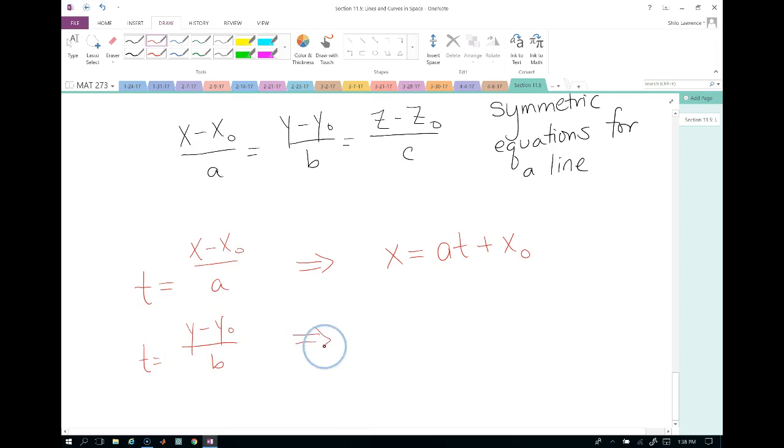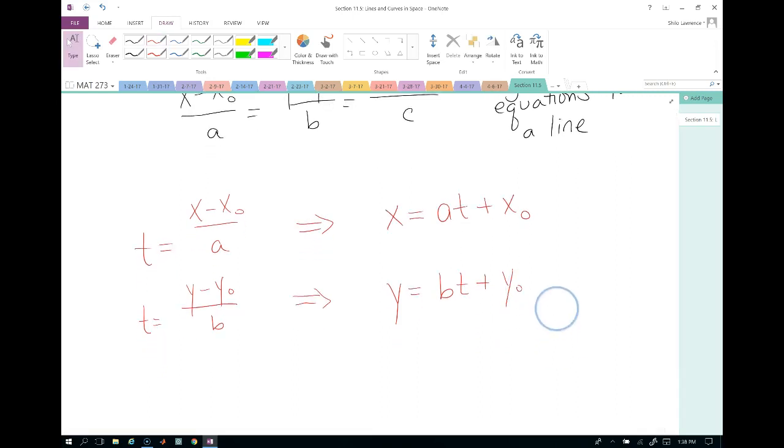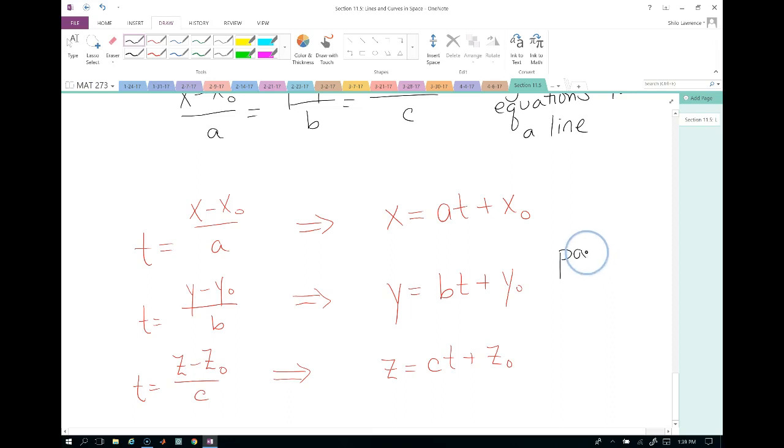And if we solve that for y, we get y equals b times t plus y sub 0. And then for z, we get z equals c times t plus z sub 0. This is another way that we could write the equation of a line in space, and these are called parametric equations. Just like earlier when you separate out your x, y, and z into individual equations, we call them parametric equations.